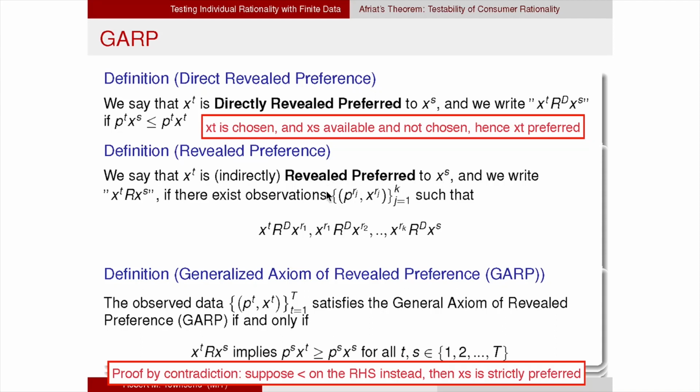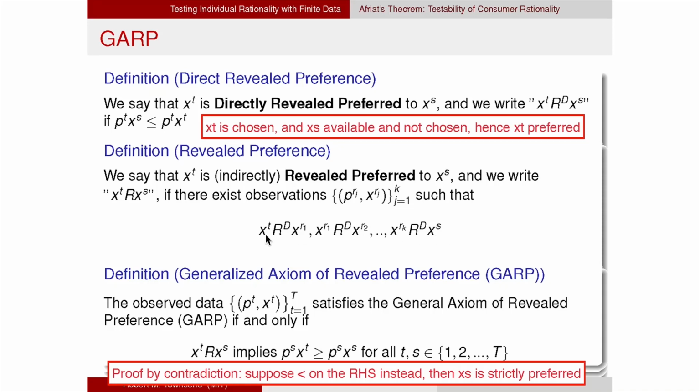And we say that XT is revealed preferred, without the D, not directly preferred. Or if you like, I for indirectly preferred. XT is revealed preferred to XS if we have a sequence of data points such that pairwise we have direct revelation. Okay, so we want XT at the beginning to be compared to XS at the end, but we never see in the data that they're directly comparable.